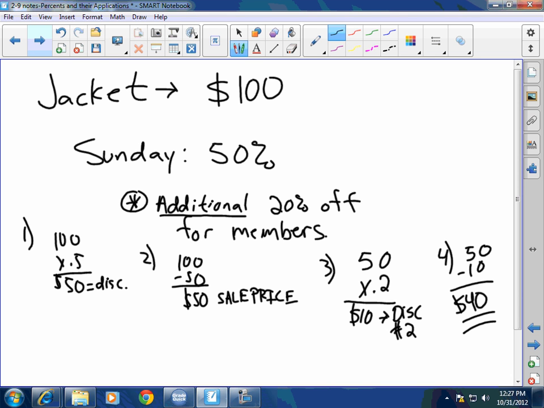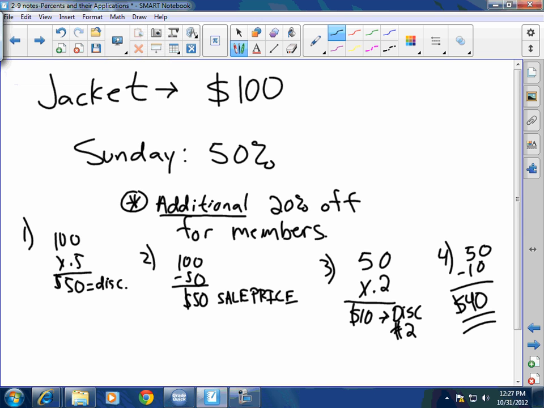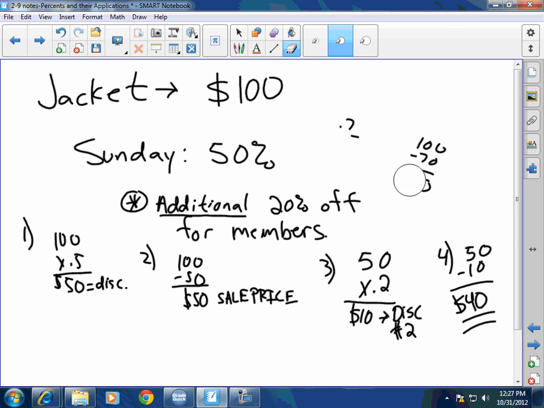Does that make sense, guys? You see the difference there? If you add the percentages, you're going to say that it's 70% off, and you're going to think you're paying $30, but that's wrong. So does that make sense, guys? You see the difference? If I would have gone 50 and 20, I would have said 70% off. And then I would have said 100 times 0.7 is 70, which equals my discount. So 100 minus 70. You would have thought that you were going to be paying $30. That's wrong. It's 50% off the original.